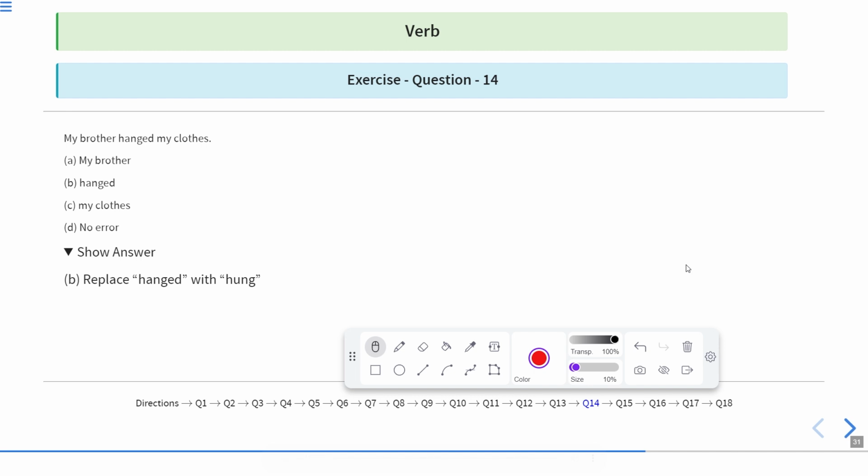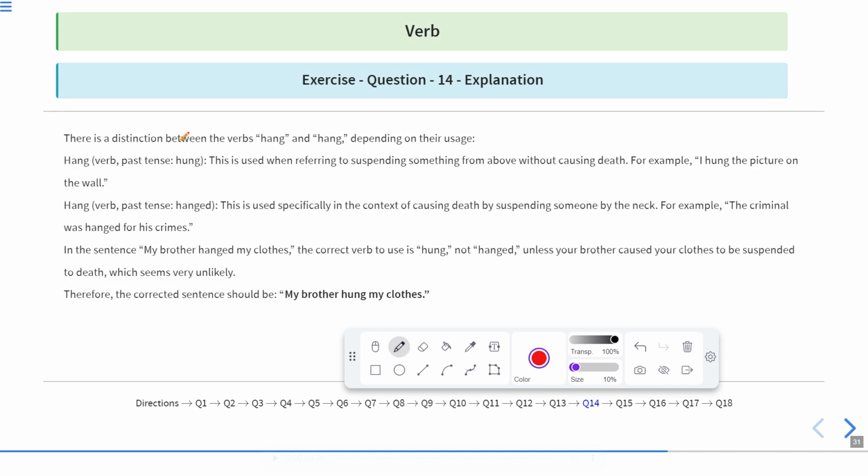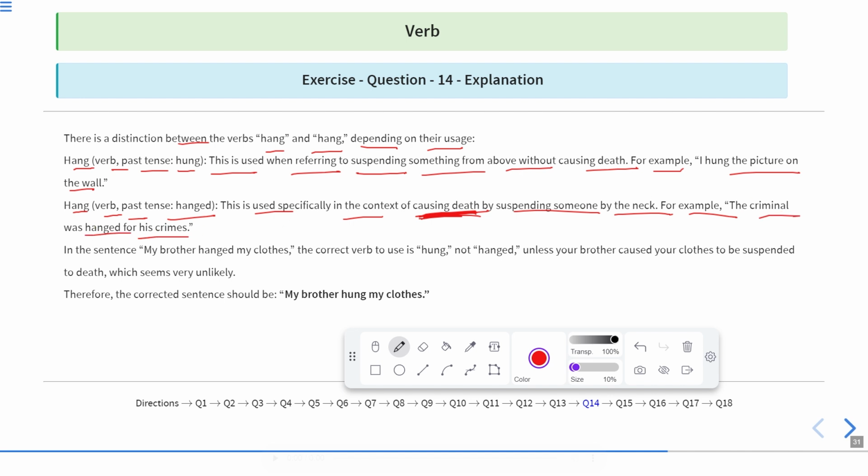Now what is the correct explanation? There is a distinction between the verbs hang and hang depending on their usage. Hang, past tense hung, is used when referring to suspending something from above without causing death. For example, I hung the picture on the wall. Hang, past tense hanged, is used specifically in the context of causing death by suspending someone by the neck. For example, the criminal was hanged for his crimes.